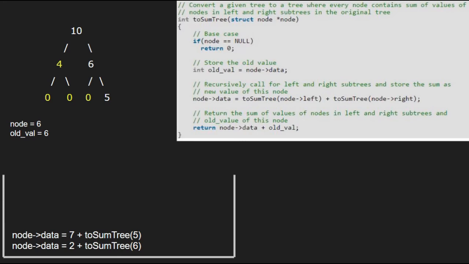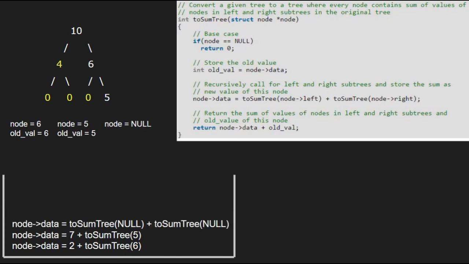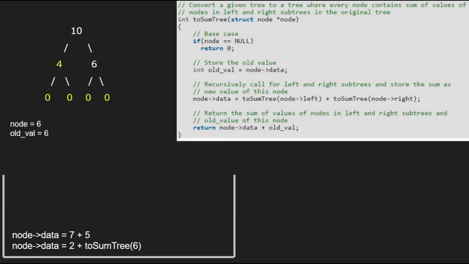Now the right child of 6 which is 5 will be passed. Hence node will point to 5. We call for the left and right subtree of 5. Now node will point to null. Since node is pointing to null, we return 0. Again, the right child of 5 is also null, so node will again point to null, and we return 0. We replace node 5 with 0. Finally, we return 0 plus 5.